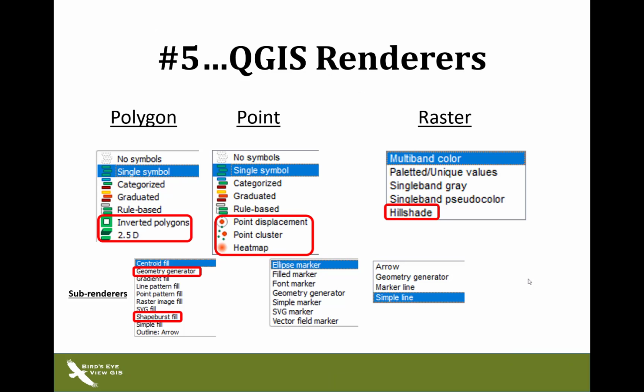QGIS renderers, we're continuing with point number 5. It has the single symbol, categorized and graduated renderers that you've seen and used to make choropleth maps and things like that. But QGIS also has this thing called inverted polygons, which I've talked about once. A 2.5D renderer. For points, you can displace points that are close cartographically. You can cluster points that are close. You can render points as a heat map, just in the way they're rendered. You can render a DEM as a hillshade. And then there's a whole suite of sub-renderers, which we will get into during the data visualization lab.